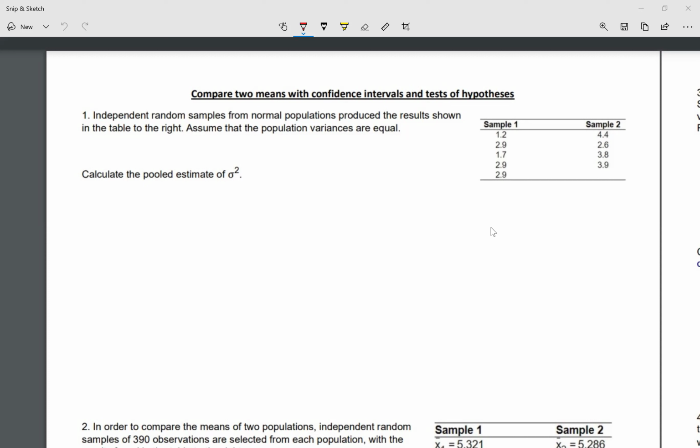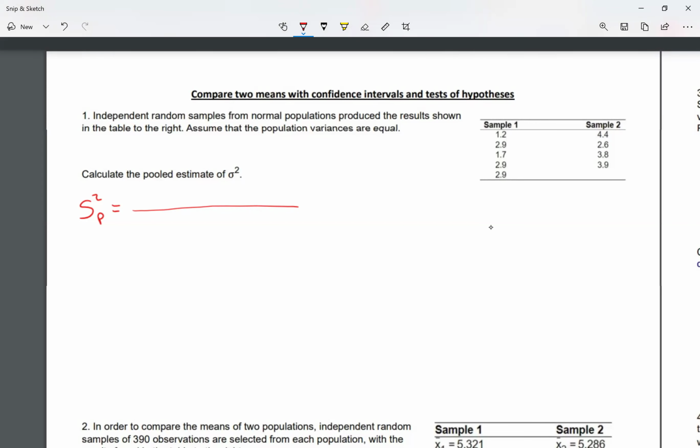So now it says calculate the pooled estimate of the variance. Okay. So there is a formula we're going to be using. I'm going to use S for sample, S squared, because remember it is the standard deviation squared, that's the variance of our population. Okay. This is a formula we're going to be using. So it's going to be a nice fraction.